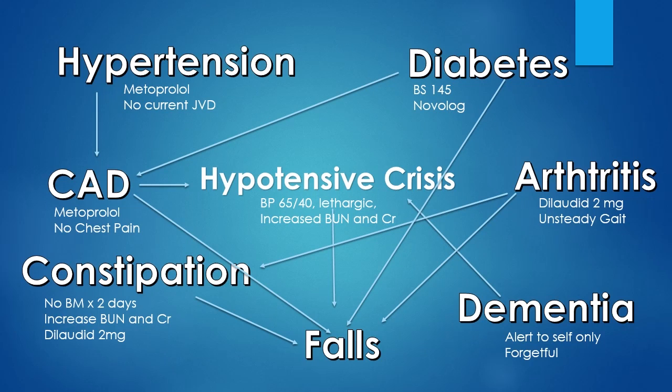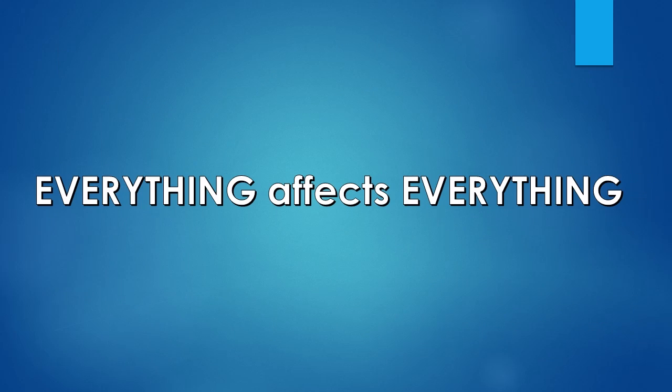If you do not know how to write the proper nursing diagnosis, please see our other video on nursing diagnoses. Once all of that is listed, you can begin to make the connections. For example, hypertension leads to coronary artery disease, which leads to falls. Remember, everything affects everything. You could basically draw an arrow from one thing to the next, to the next, to the next. It keeps going and going and going.